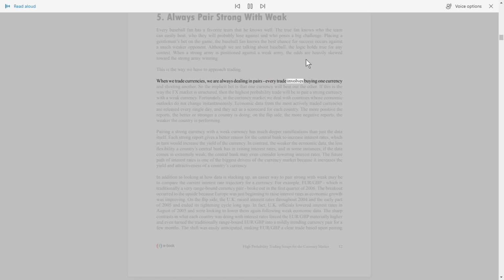Every trade involves buying one currency and shorting another. So the implicit bet is that one currency will beat out the other. If this is the way the FX market is structured, then the highest probability trade will be to pair a strong currency with a weak currency. Fortunately, in the currency market we deal with countries whose economic outlooks do not change instantaneously.